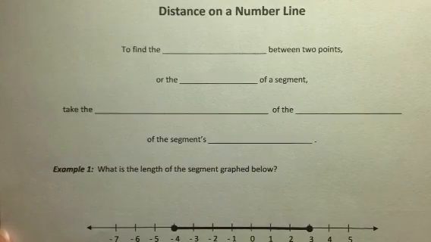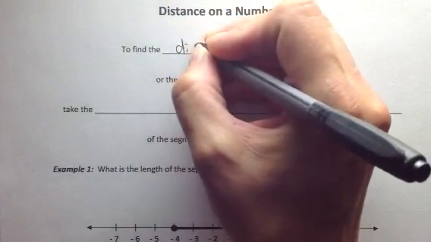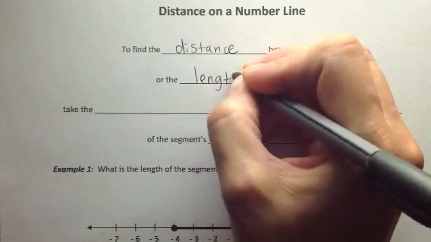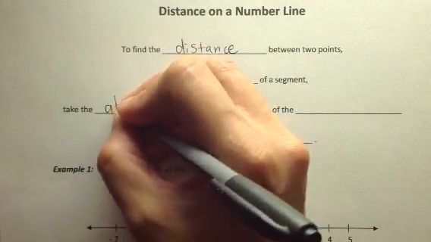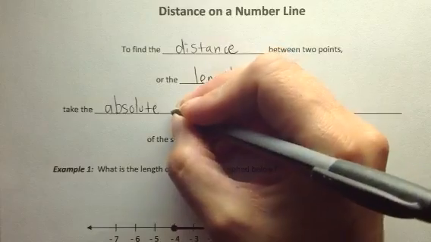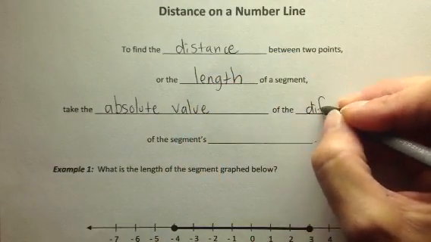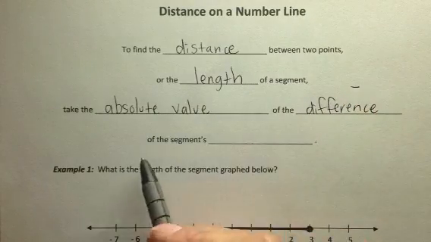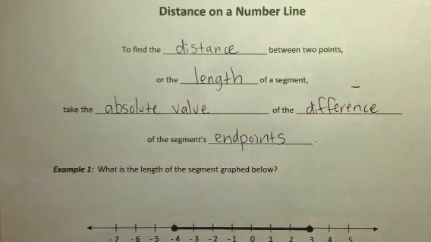Okay, let's talk about finding distance on a number line. So to find the distance between 2 points, or we might say the length of a segment, that really means the same thing, you're going to find the absolute value of the difference. Remember, difference means subtract, of the segment's endpoints, the coordinates at the endpoints.